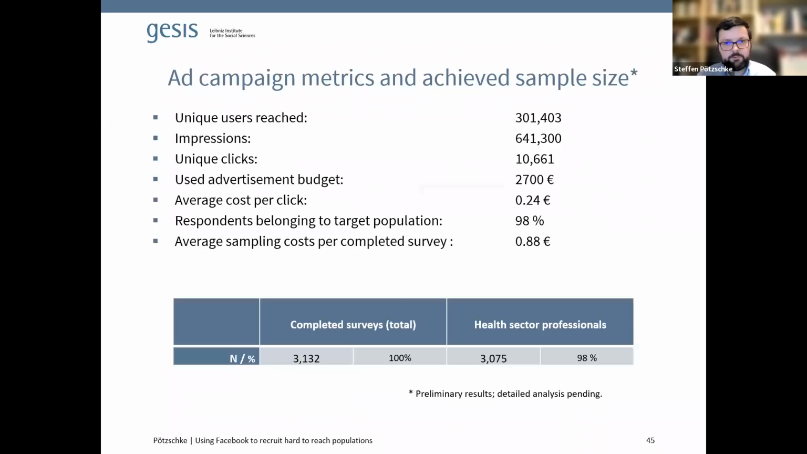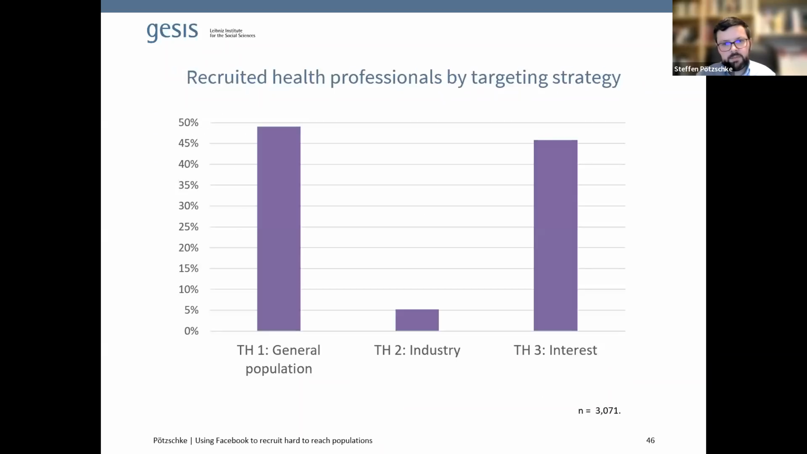Again, our ads, I'm not going to go into details here. So as you can see, of the 3,132 people which we recruited using this approach, 98% were actually members of the target population. These targeting strategies worked very differently. So the share of people that we recruited with the general targeting is roughly equal to the share which we recruited when combining it with interest.